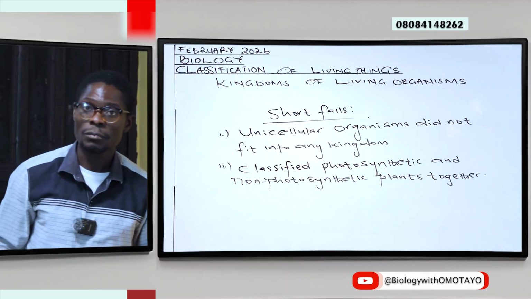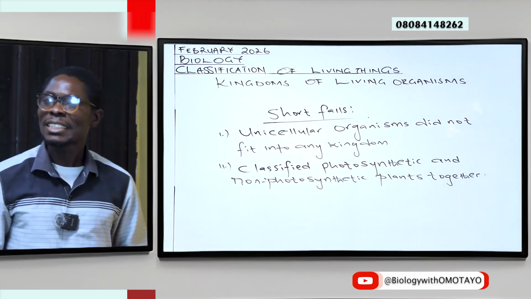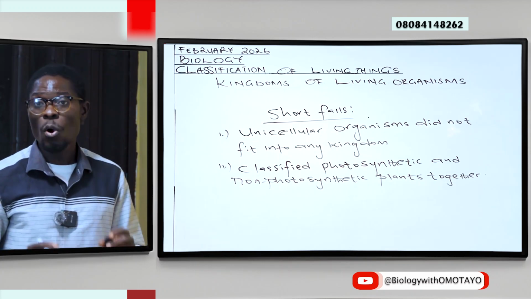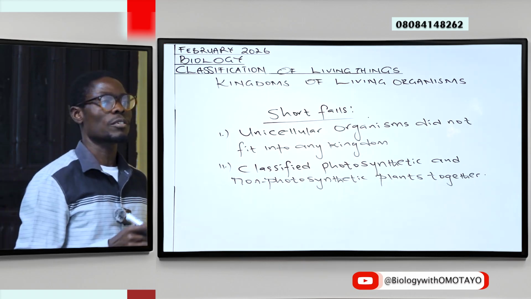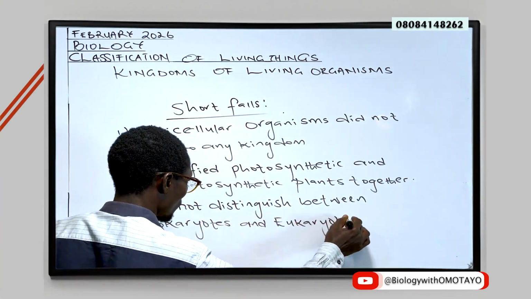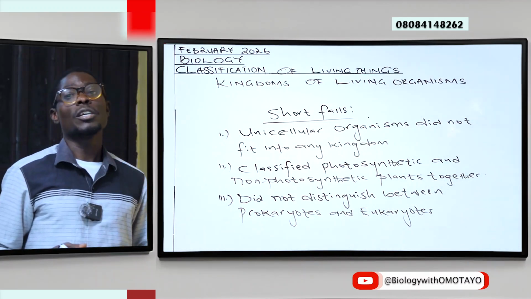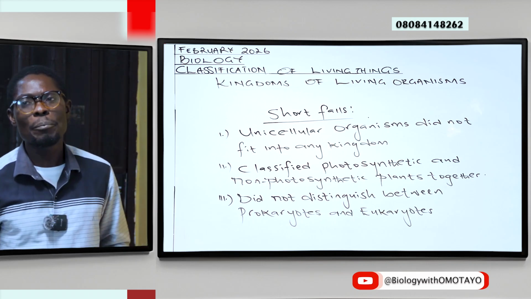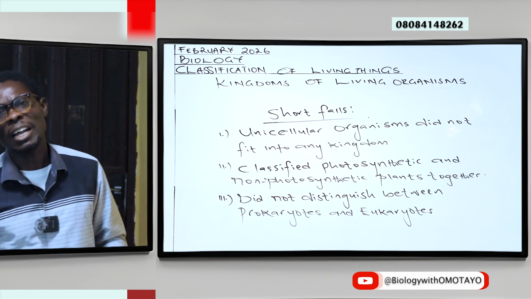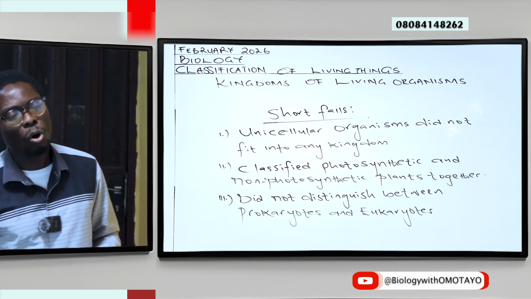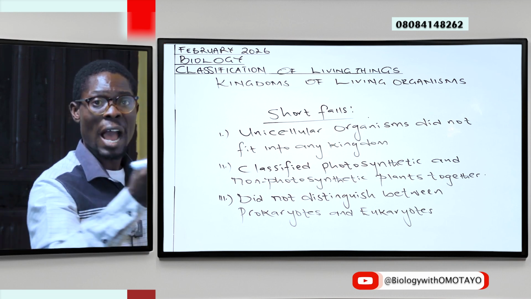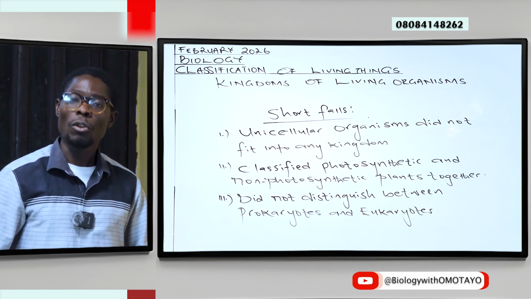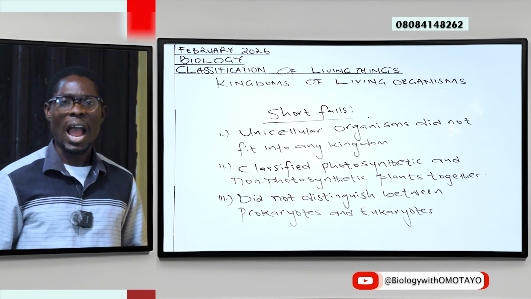Lastly, it was equally noted that the grouping never gave room for the differentiation of prokaryotes from eukaryotes. Remember, prokaryotes are organisms with a false nucleus, not a well-formed nucleus. These are organisms that lack membrane-bound organelles like the mitochondria, the chloroplast, the vacuole, and so on. Eukaryotes are organisms with a true nucleus. They have a well-formed nucleus and the cell has lots of membrane-bound organelles.